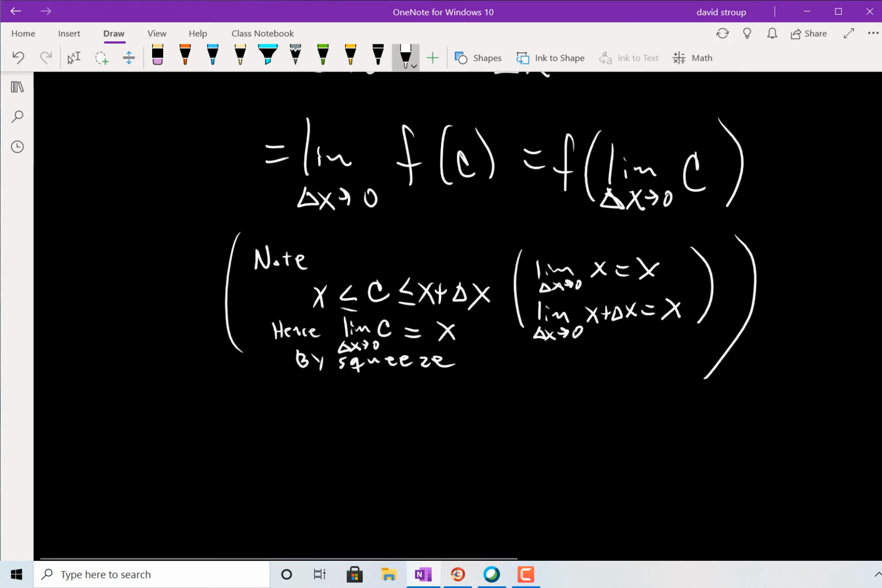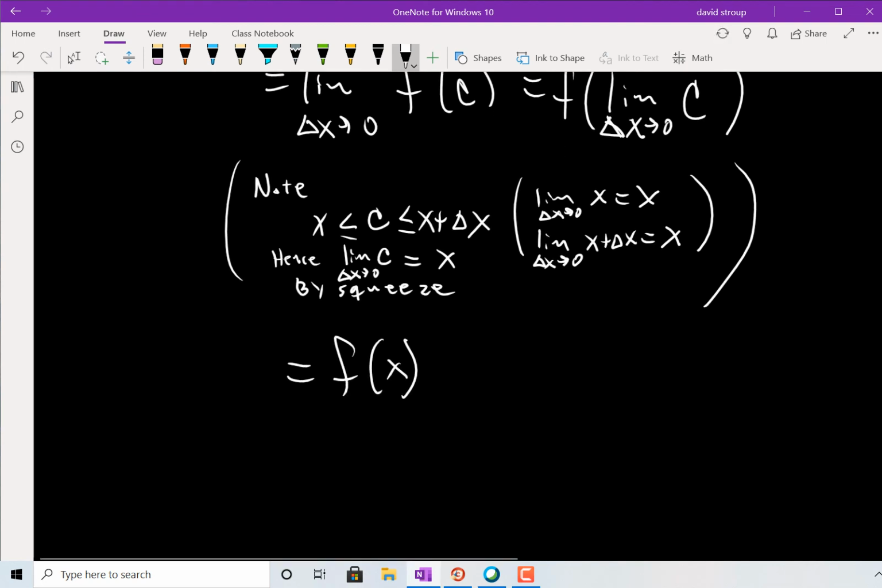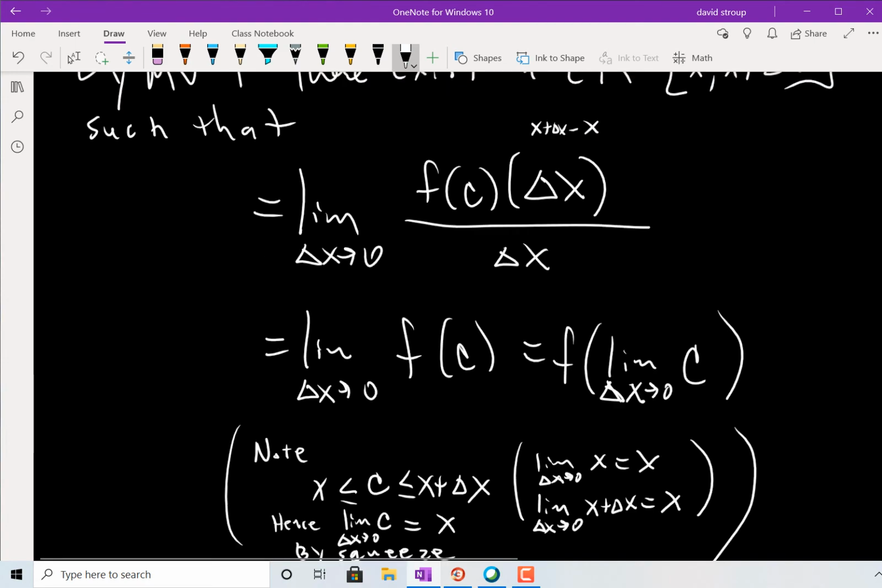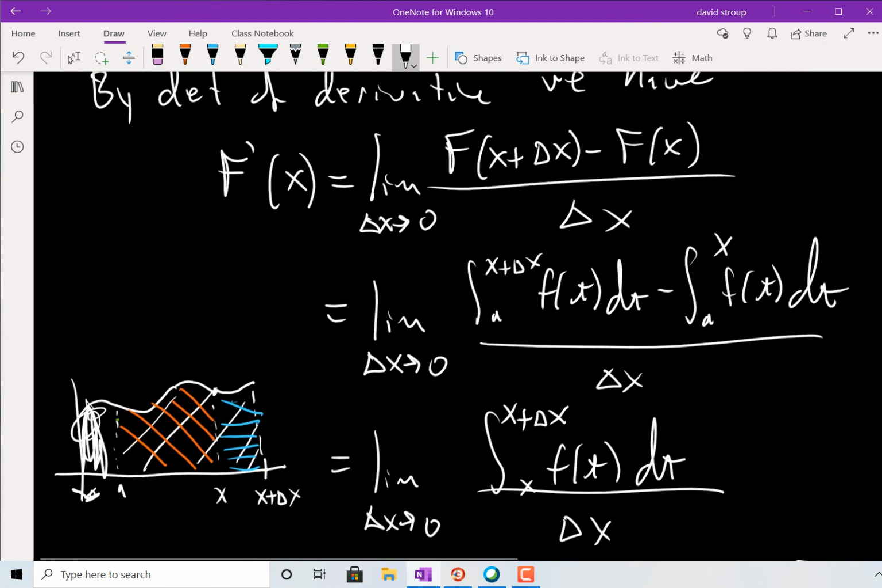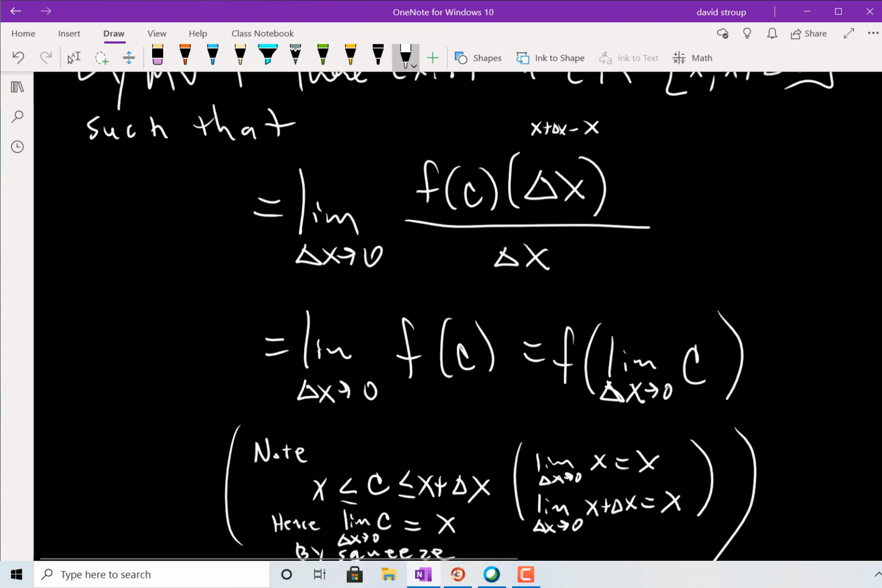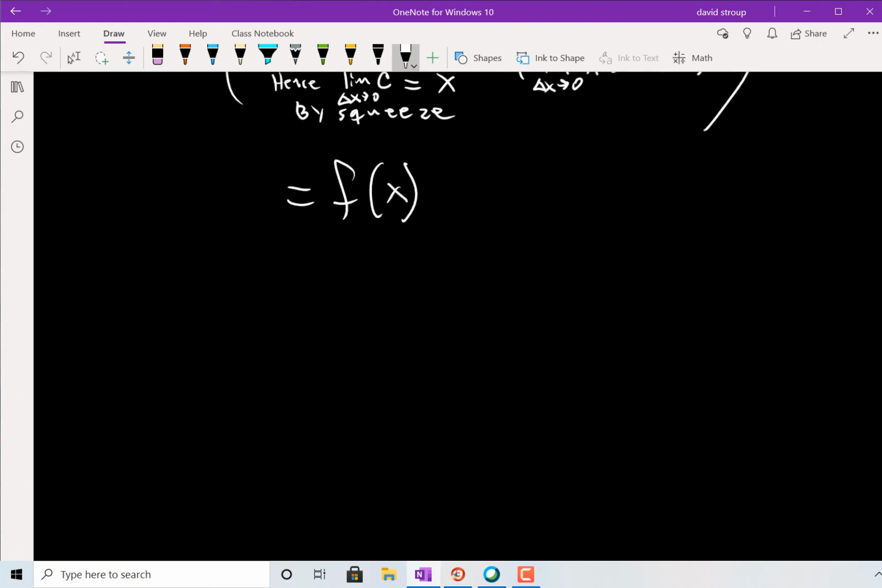Okay, so at the end, this thing just equals f of x, and we've proven what we set out to prove. Again, it's kind of an interesting proof. You don't have to employ any weird high-powered techniques. Anyways, let's take a look at some examples then.